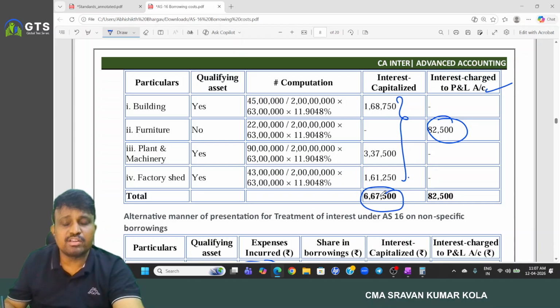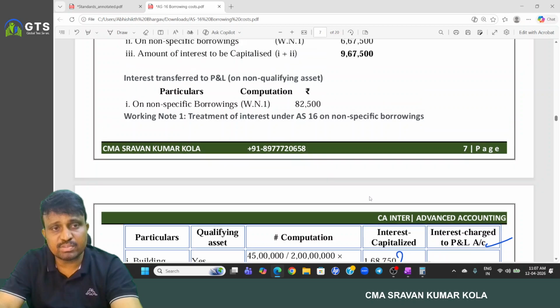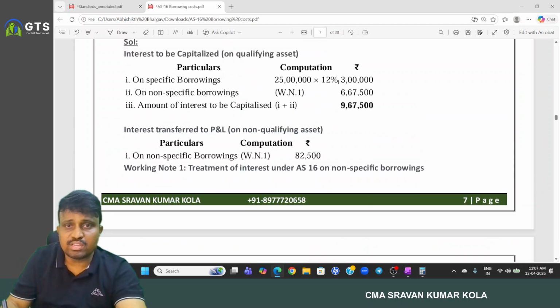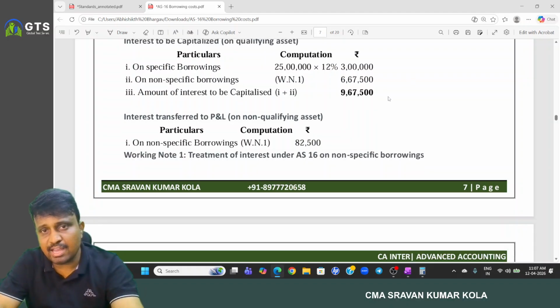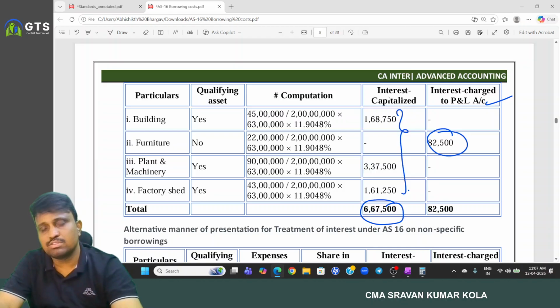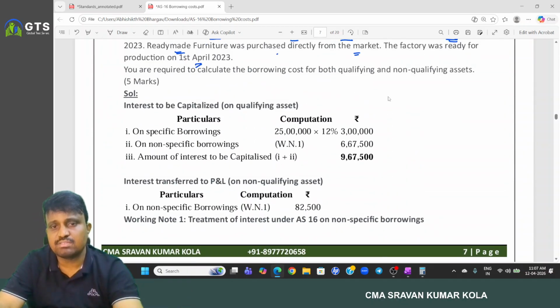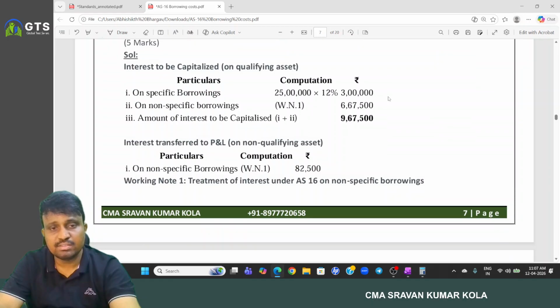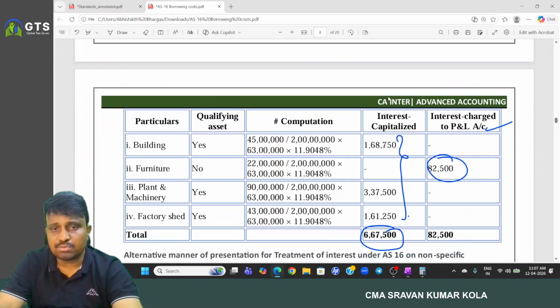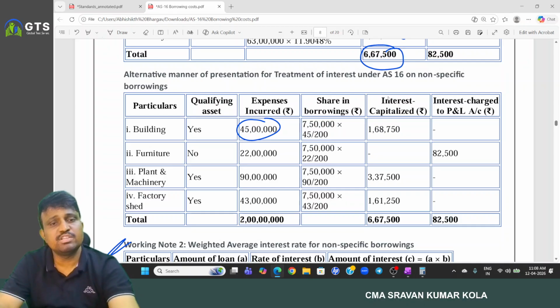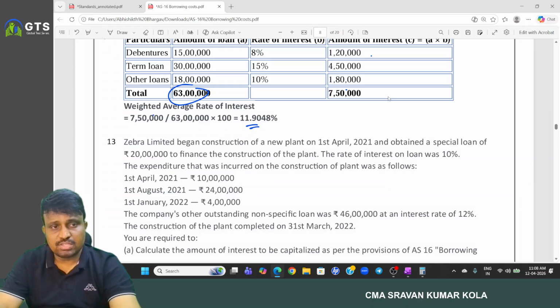But this is the amount relating to the general borrowing, and we also have the specific borrowing. What is the specific borrowing amount? 3 lakhs, 25 lakh into 12%. Total 3 lakh plus here 6 lakh 67,500. 9 lakh 67,500 is there. On the general borrowing, in this way, we need to provide. Okay, so this is the one.